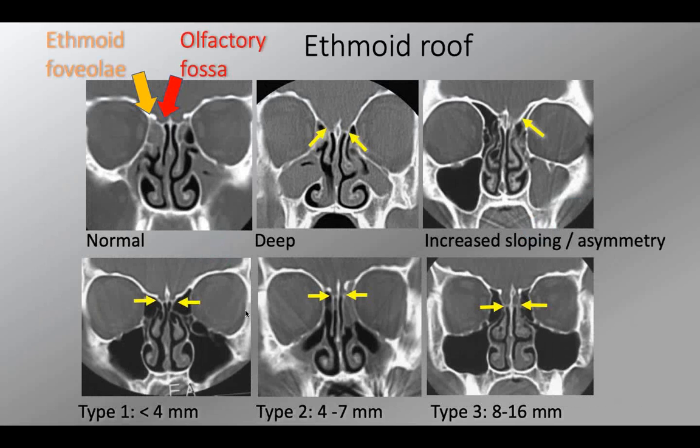The ethmoid sinuses have close relation to the ethmoid roof that consists of the ethmoid fovea and the olfactory fossa. And what the surgeons care about in this case is actually not how deep the olfactory fossa or the ethmoid roof is, but they care about if it's asymmetric, because if they go into this side first, they expect it to be the same on the other side. So this should be included in the report if there is asymmetry of the ethmoid roof.